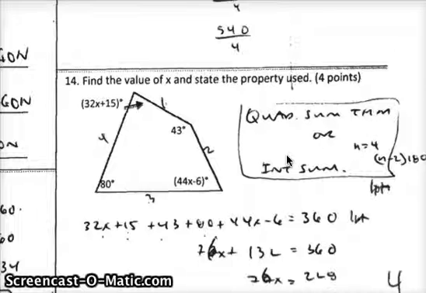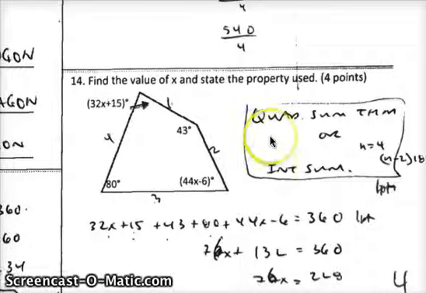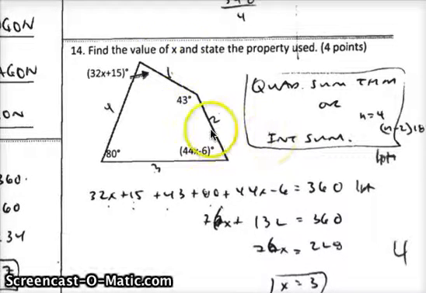Question number 14. Find the value of x and state the property used. So if you count up the sides there, I have 4 sides, so it is a quadrilateral, which means n is equal to 4. Well, I need the interior sum on this problem. Again, the common mistake is to think interior each. Remember, if you used your maps, interior each only works for a regular polygon.